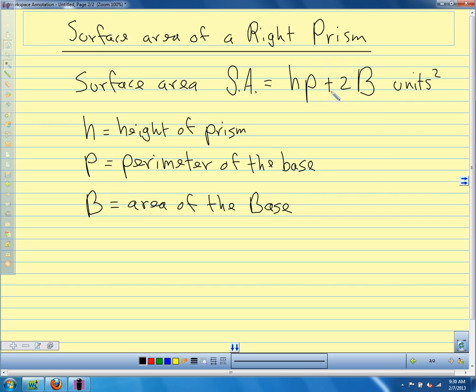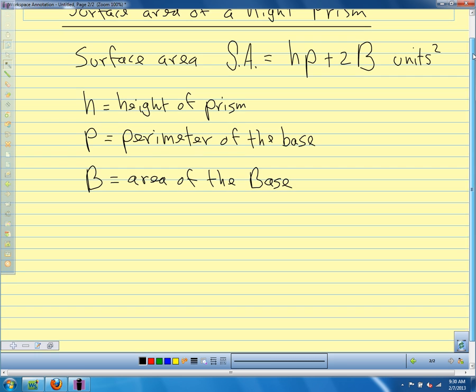And once we talk about surface area and volume, we'll come back to this formula and talk about where it comes from. All right, any questions on our formula? So again, this formula will work for any right prism. The other formula that we talked about is only for rectangular prisms. So we can use this formula for any prism. The other formula was only for rectangular prisms. So let's look at an example of using this formula.